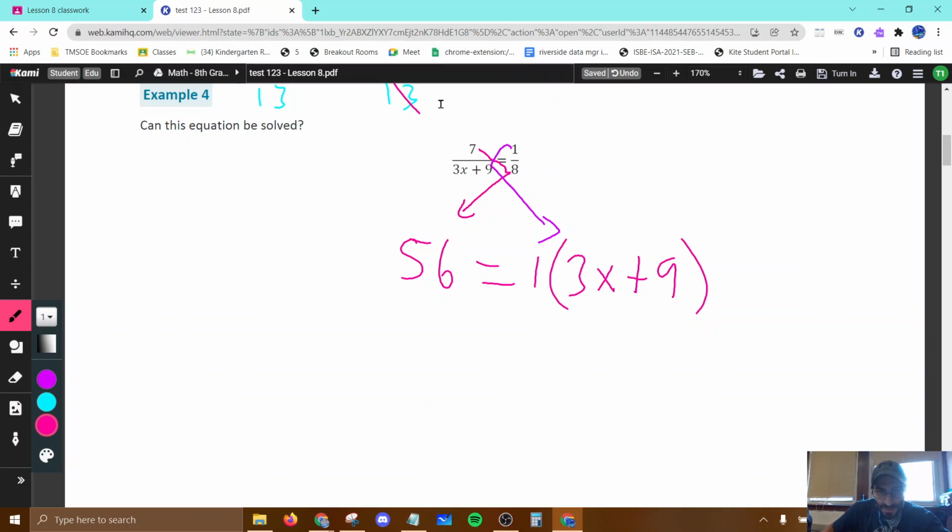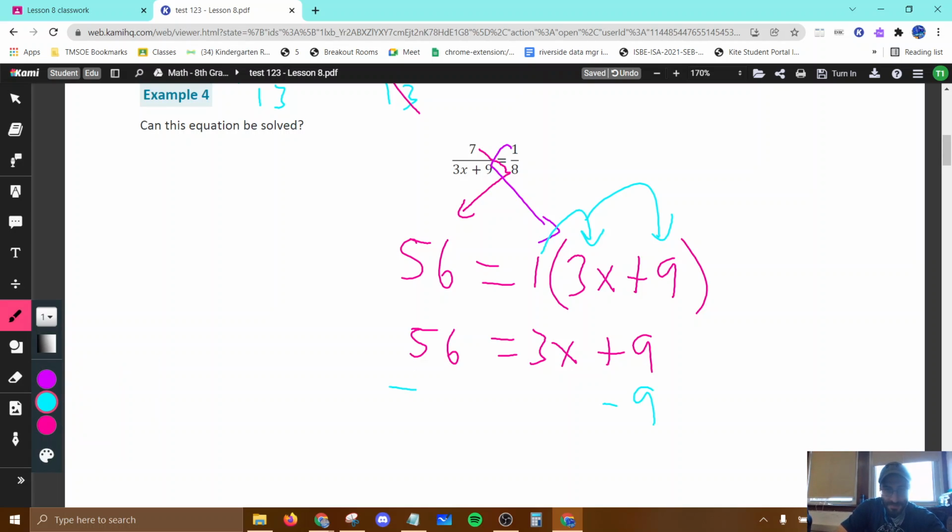Make sure if it's more than one term, like 3x plus 9 is two terms, you want to put all of it in parentheses, and then you're going to distribute. So if I distribute a 1, right, everything's being multiplied by 1. That means everything's going to stay the same on the inside. So 56 equals 3x plus 9. Okay, and then you know how to solve this, right? Minus 9, minus 9.